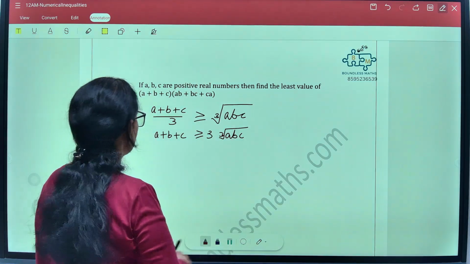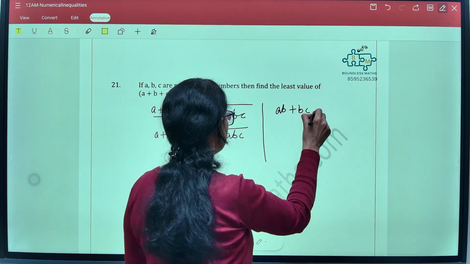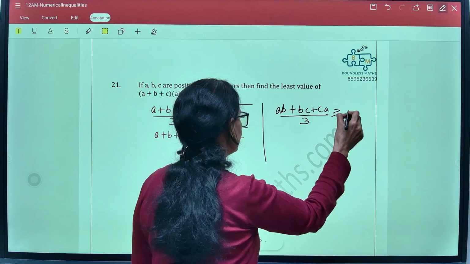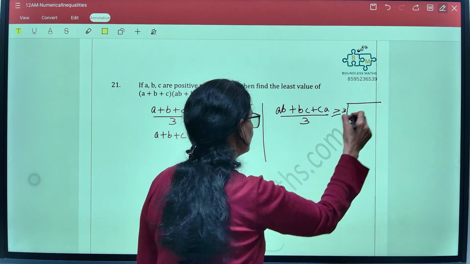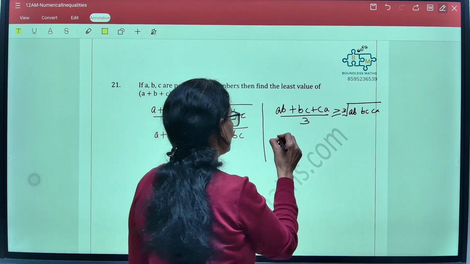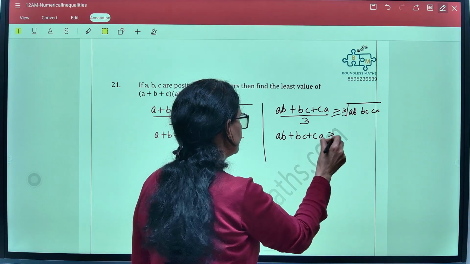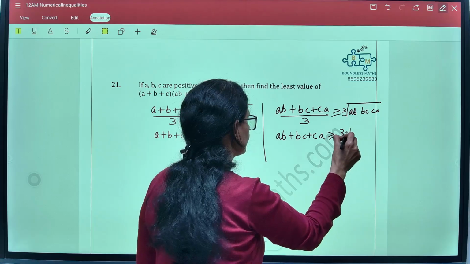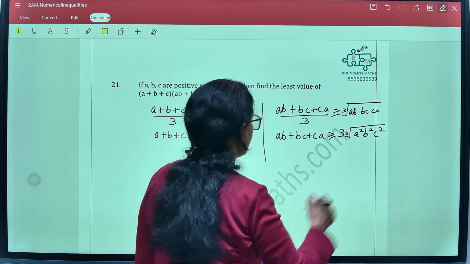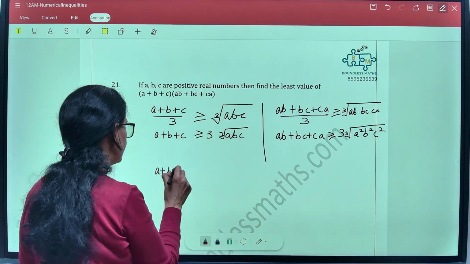Let's look at the second bracket. If we have three numbers AB, BC and CA, their arithmetic mean will be greater than or equal to their geometric mean, the cube root of AB into BC into CA. So let's get the expression for AB plus BC plus CA.